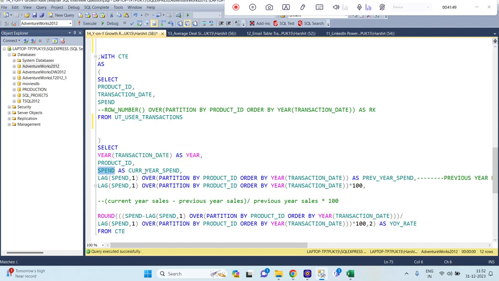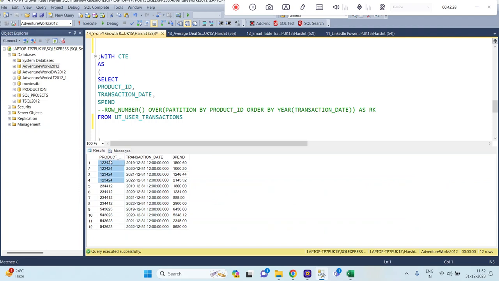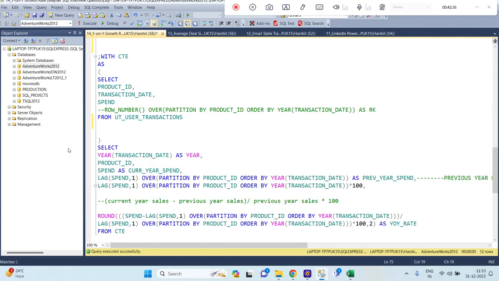Now this spend is current year spend. But I also want previous year spend, right? So what I have done over here, if you see, is the lag function. Lead and lag are SQL functions. Lag gives us the previous row data, whereas lead gives next row data. So I have used the lag function. Lag of spend over partition by product ID, and then order by year of transaction date. Then only we will get previous year data, right?